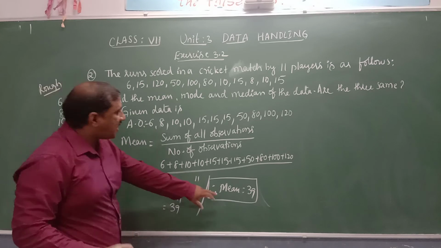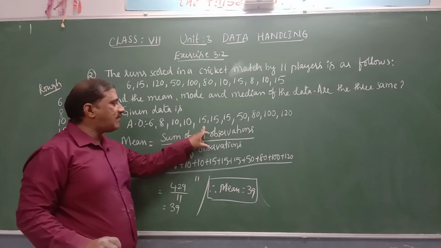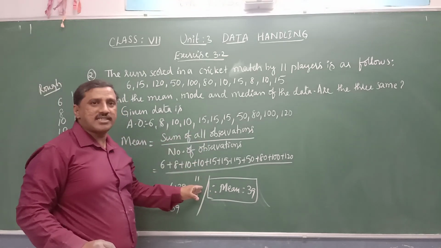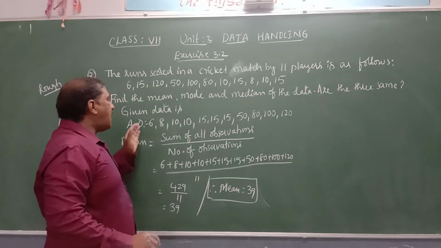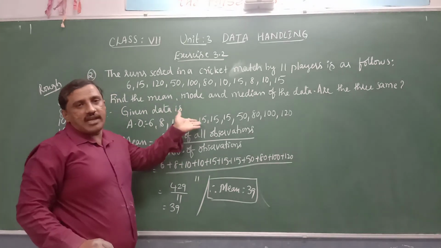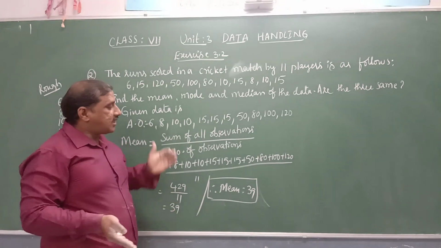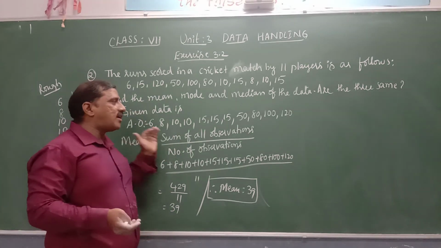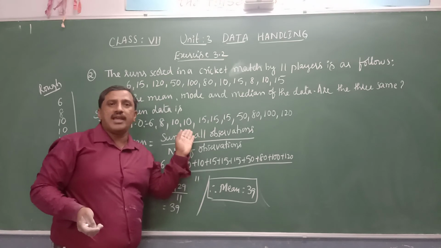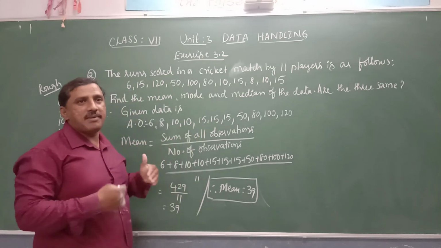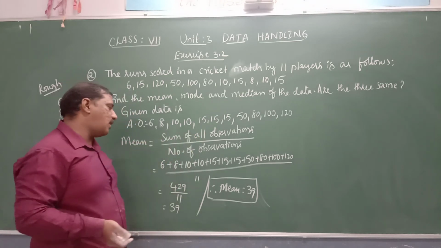Do you find this 39 in the given data anywhere? No. It means that the mean of the data may be one observation of the given data or it may not. It is not compulsory that the mean of the data is one value from the given data. It may be one value or it may not be.